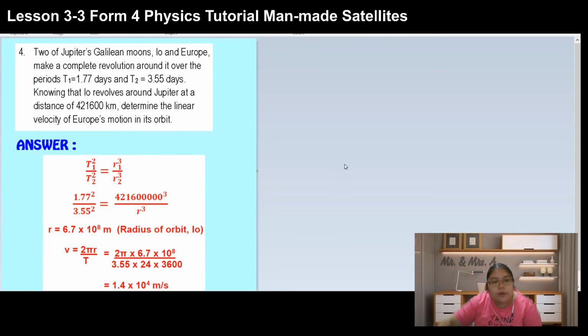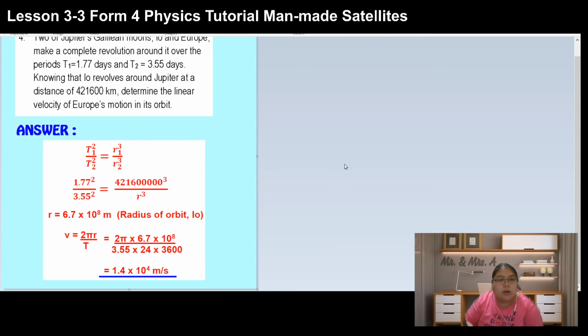Okay, number 4, using the formula for T, the orbital period, that's directly proportional to the radius cubed. Final answer, 1.4, or you say 1.38 times 10 to the power of 4. So for this question, you need to find the R first. After that, using the R, find out the linear speed.